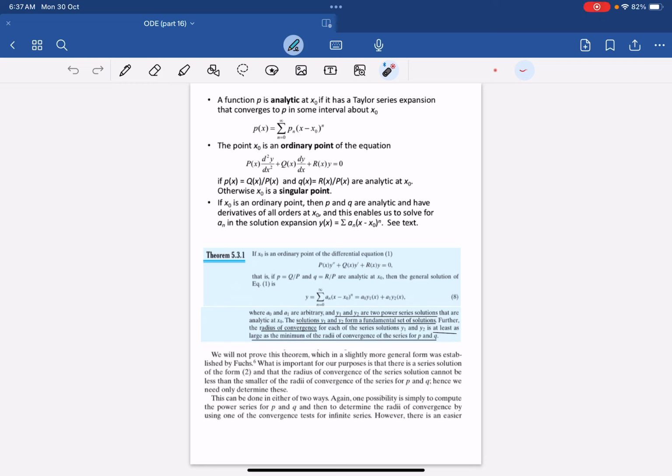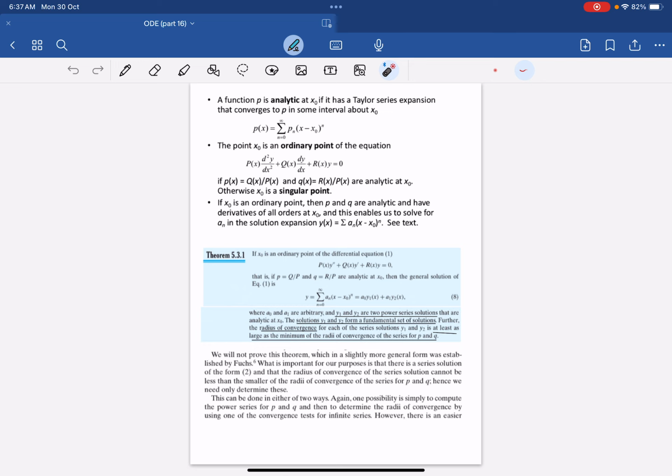Hi, in this video, we'll be talking more about the series solution for ODEs. So, as stated last time, a function is analytic if it has a Taylor series expansion that converges to the function for some interval about x0.